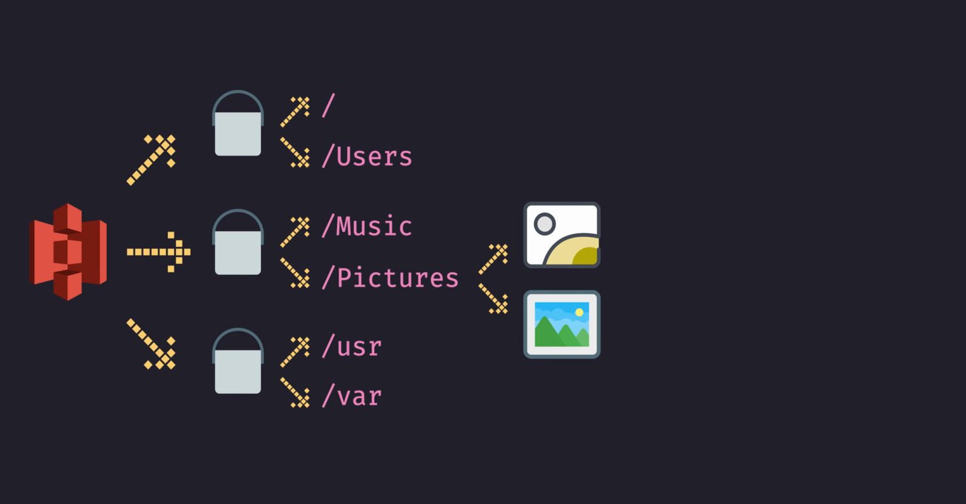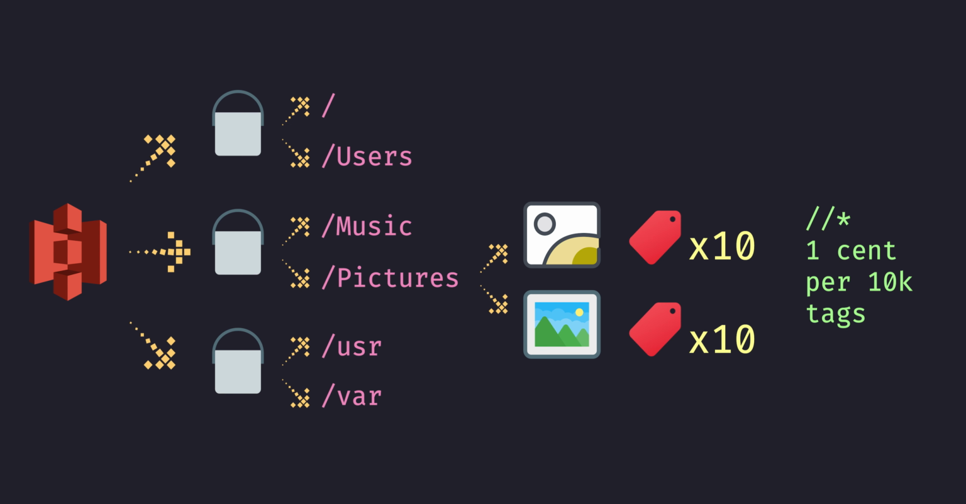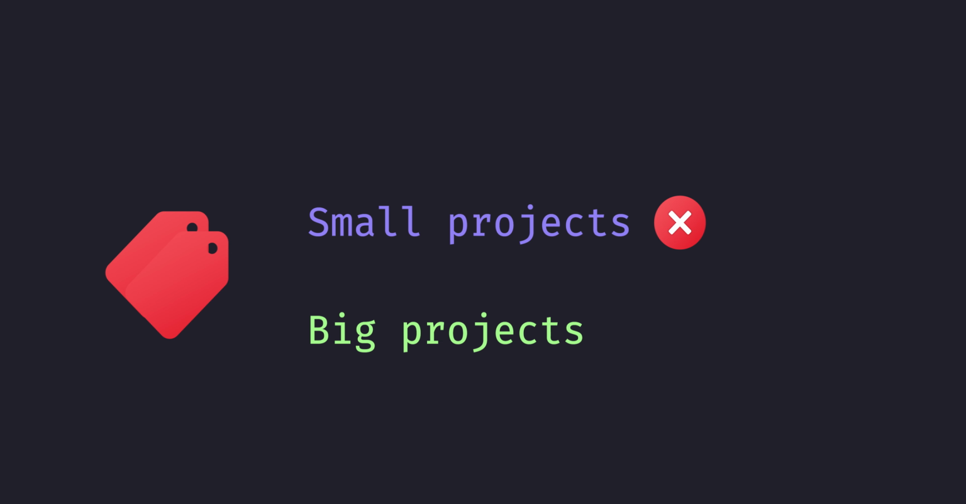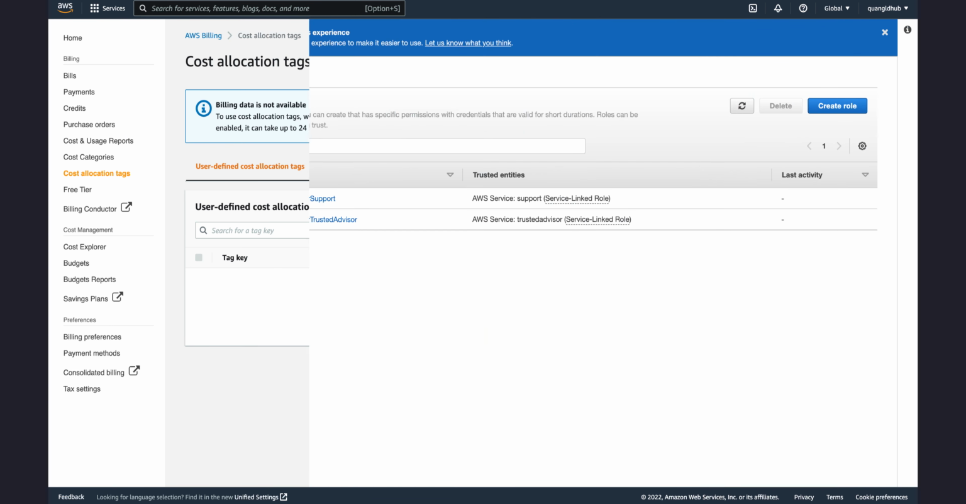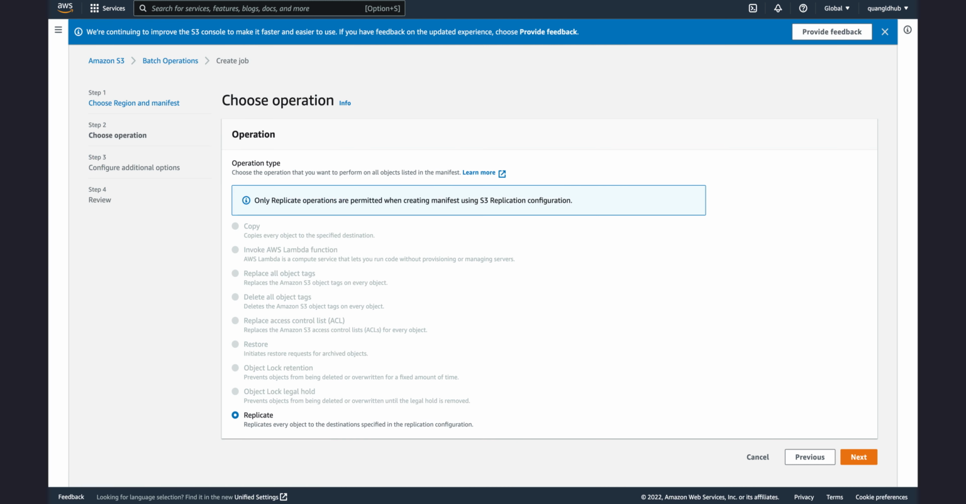Coming back to objects, each can be assigned with up to 10 key-value pairs, called tags, at 1 cent per 10,000 tags. Tags might be unnecessary for small projects, but for big projects with multiple environments, tags will be a huge lifesaver when you want to assign cost allocation, access controls, data replication, and more.